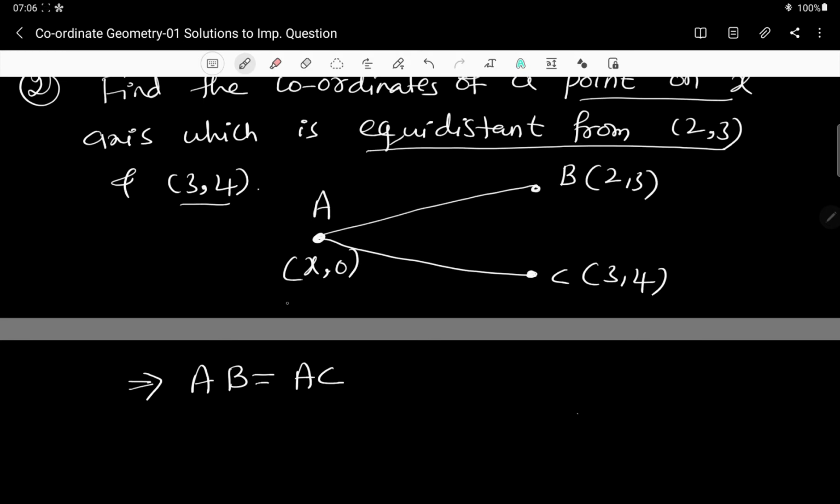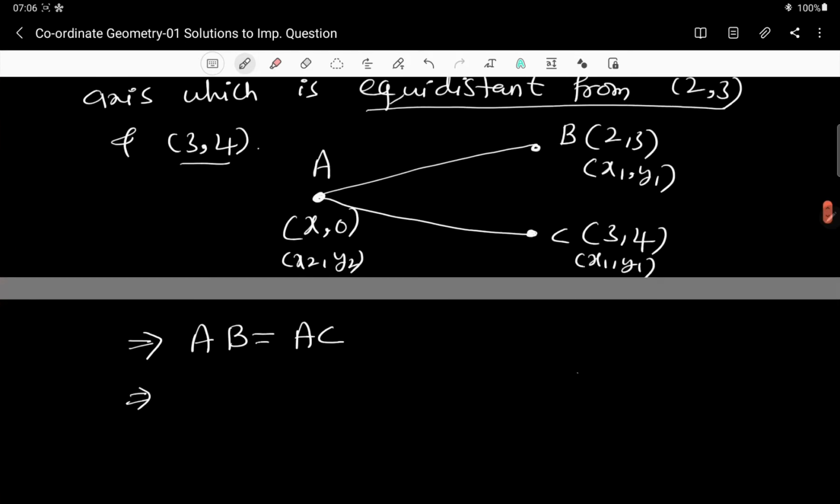So what you can do, you can call both these points x1, y1, and here also you can take it as x1, y1 only, and similarly you can take it as x2, y2. Don't think that this x1, y1 and this x1, y1 are both the same. While calculating the distance AB, from A to B, we'll consider this as x1, y1, and from A to C, we'll consider this as x1, y1. Just to make it simple for you, I have written like that.